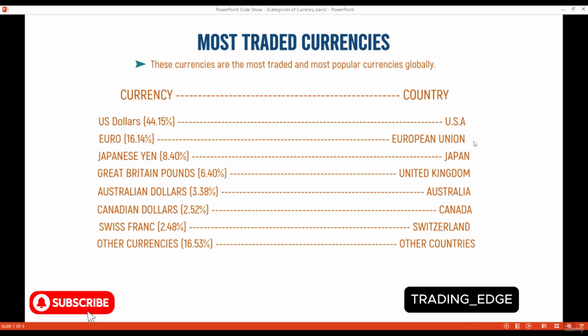Now, of course, in this section, we have the countries these currencies are associated with. We see that the US dollar is associated with the United States of America. The euro is associated with the European Union. The Japanese yen with Japan. Then the Great Britain pound with the United Kingdom. Australian dollar with Australia. And then Canadian dollar with Canada. And Swiss franc with Switzerland and other countries. So these are the most traded currencies globally. This is something you should note.